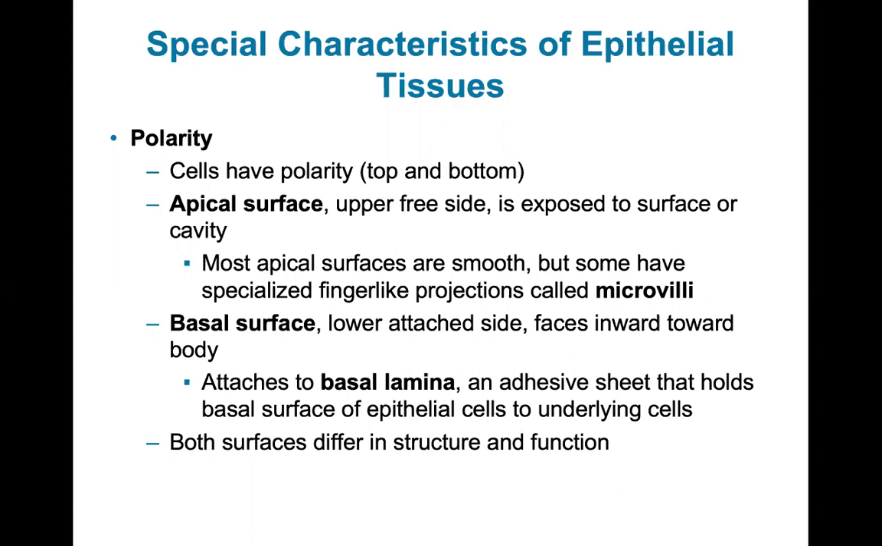The basal surface, this is the attached side. The attached side is the side that is attached to the underlying connective tissue, or what we'll refer to as the basement membrane. It attaches to the basal lamina or basement membrane. I'm sort of dating my age here as far as what this was called, which is an adhesive sheet that holds basal surfaces of epithelial tissue to the underlying cells. Both surfaces can differ in their structure. They might look different from each other, and they might even differ in their overall functions.